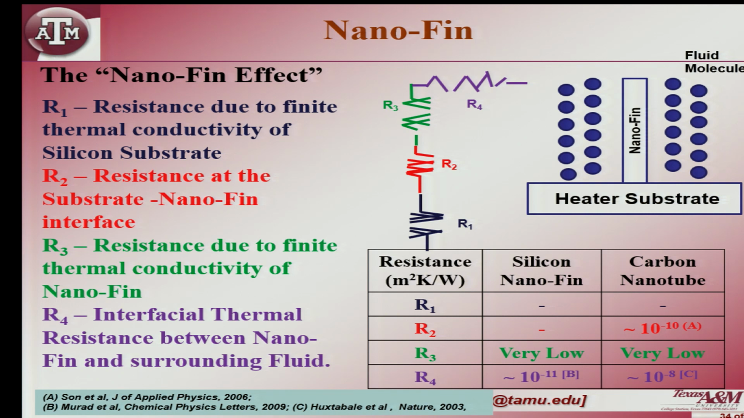What is the vibration frequency of the fluid molecules, the liquid and the gas? It is 0.5 terahertz. Okay. So, the vibration impedance mismatch between silicon and the fluid is about 1.5 terahertz, versus the impedance mismatch between carbon nanotube and the fluid is 5.5 terahertz.